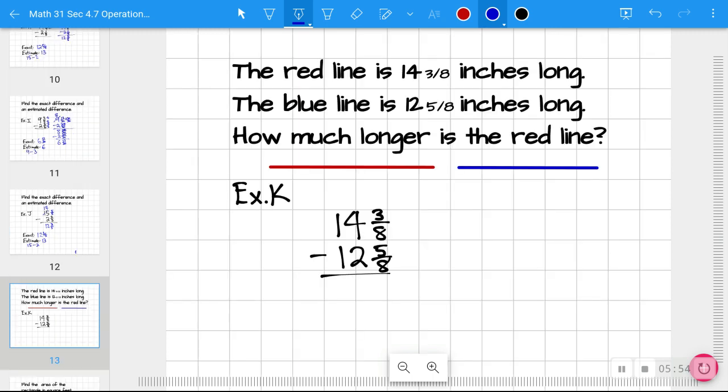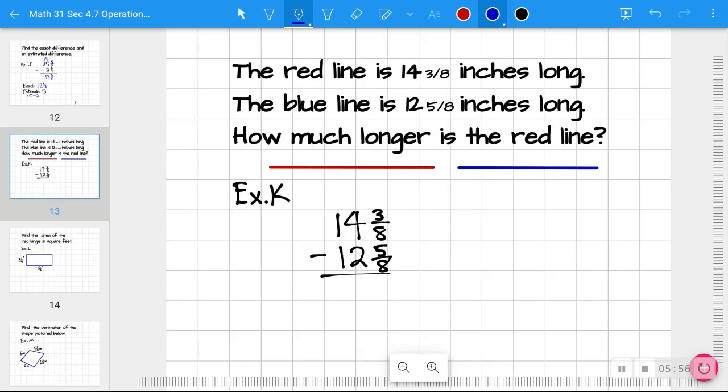Okay, I've got a couple more problems here, about 3 of them. The red line shown below is 14 and 3/8 inches. The blue line is 2 and 5/8 inches. So how much longer is the red one than the blue one? You're going to subtract one length from the other.